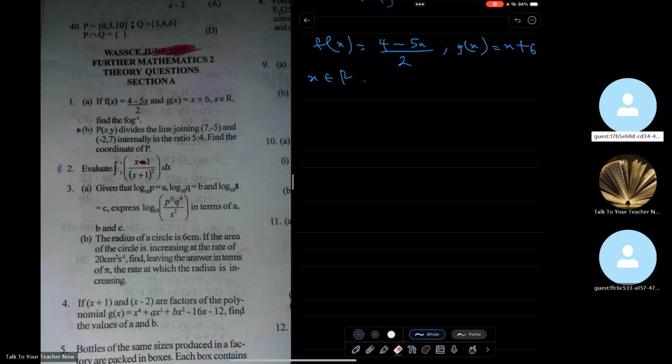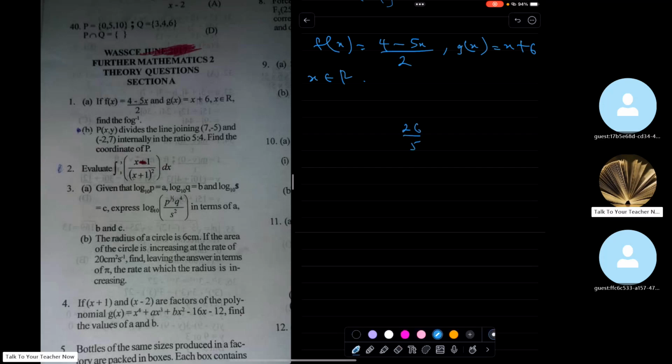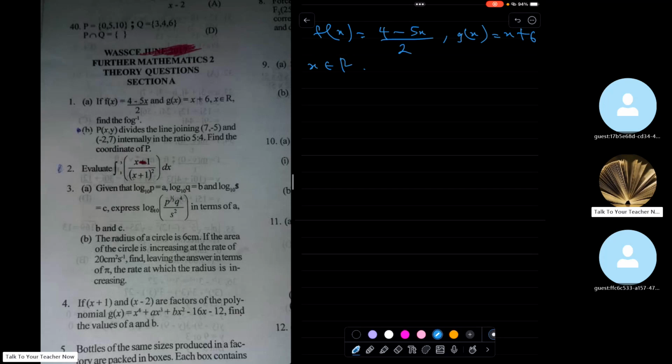26/5. Is that correct? Aja, is that correct for... Now, which question? Which number did you say you should do? No, this one. That's number 1A. We're going over the further math that we did yesterday. First of all, how do you find the inverse of G?